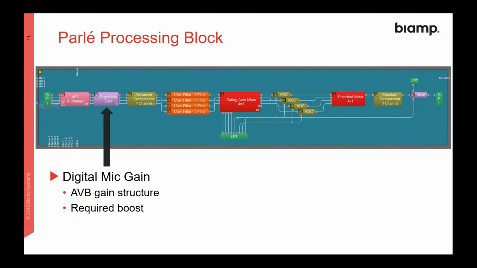So we need a place to make up some of that gain, and we've introduced the digital mic gain block in here. And you can't edit that, it's actually fixed. So when you drop in a Parle processing block, you pick your microphone type, whether you have a TCM1, a TCMX, or a TTMX, and that gain will be fixed based on the microphone type. And it is 12 dB of gain for a TCM1 and 18 dB for a TTMX and TCMX.